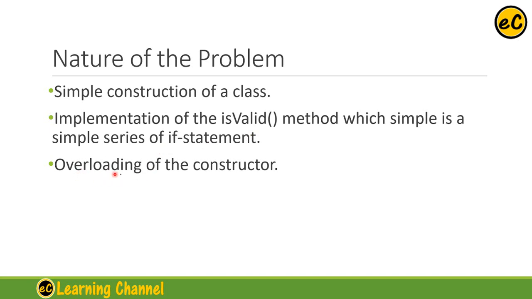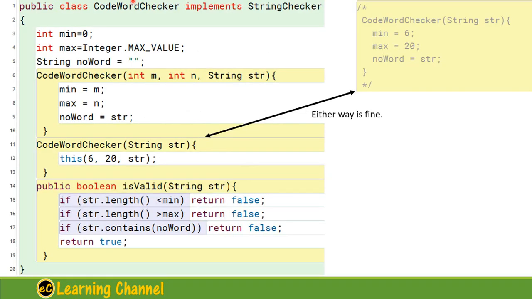So you need to overload the constructor, because the constructor has two versions. So basically, the class will need to implement the string checker, and then you specify the initial value or the minimum and maximum length of the string by 0 and integer max. But this actually will be overwritten by the 3-parameter constructor or 1-parameter constructor. And this 1-parameter constructor, you actually can write like this or like this, both work. And we have 3 data fields, min, max, and no words, and no words is the forbidden words. So you actually will assign the forbidden words and the maximum string length and minimum string length.